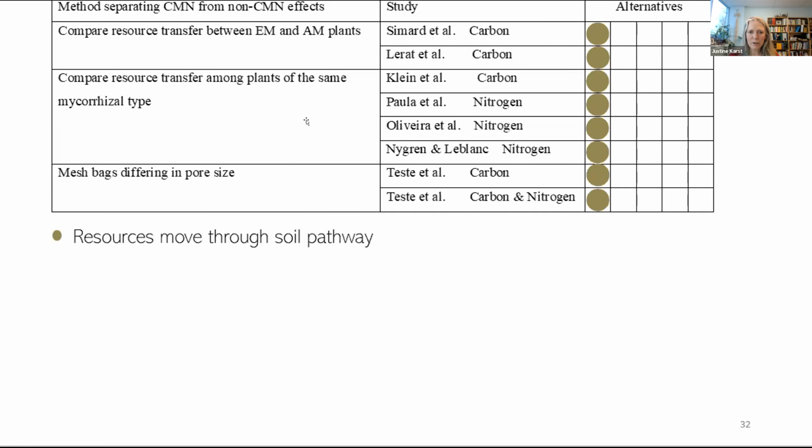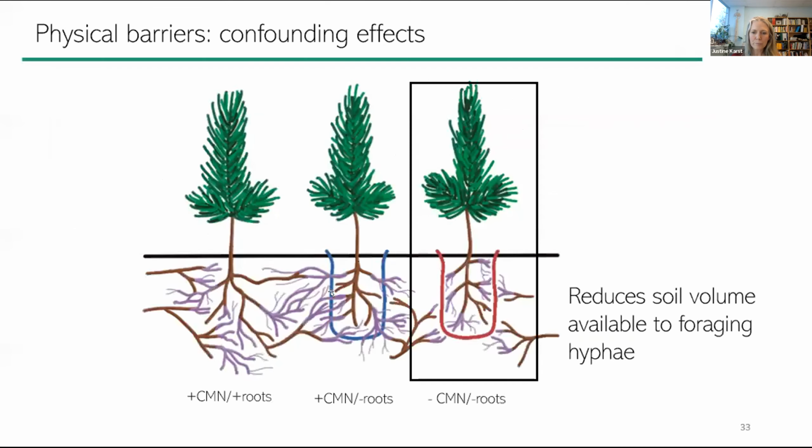Okay, so I've added on here, our table is just growing. Here's a different way of assessing mycorrhizal networks from non-mycorrhizal networks effects. And we have these two studies. One was looking at carbon moving, and the other one is looking at carbon and nitrogen. And we would say a very plausible explanation, which is also in these papers, is that the resource was moving through the soil, not through a common mycorrhizal network.